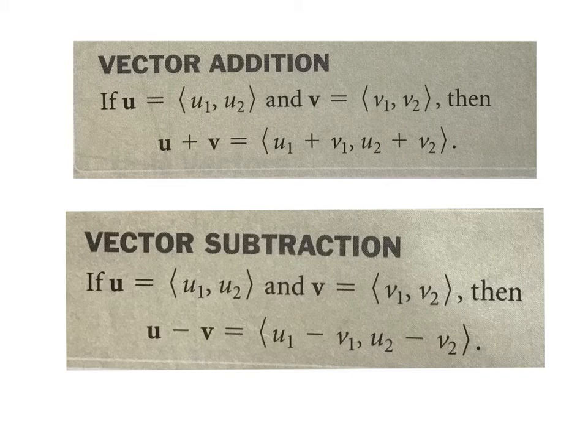Two more things here. Vector addition. When you're doing vector addition, all you do is add the two x coordinates, add the two y coordinates, and get your new component form of a vector. Vector subtraction works the same way. You take vector u and vector v, and subtract u1 minus v1, u2 minus v2. That's all you do. Really not too bad.